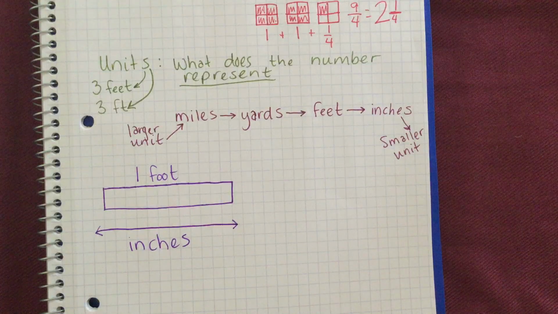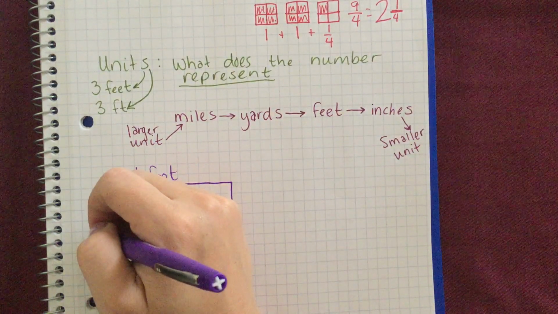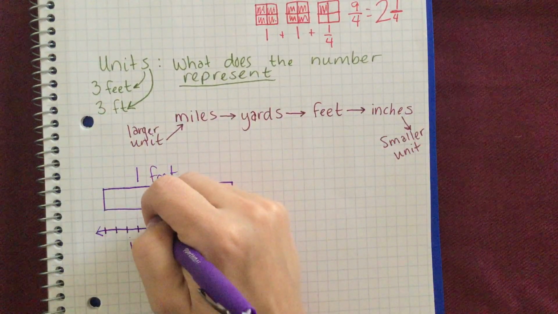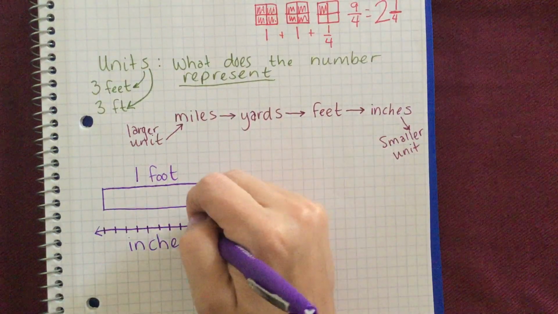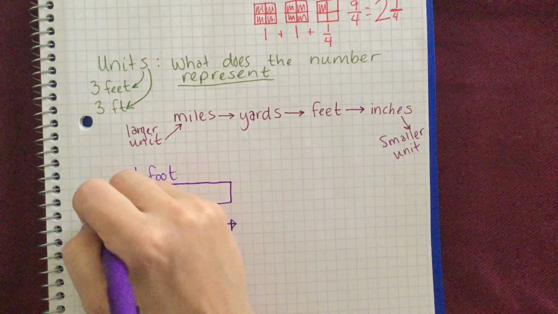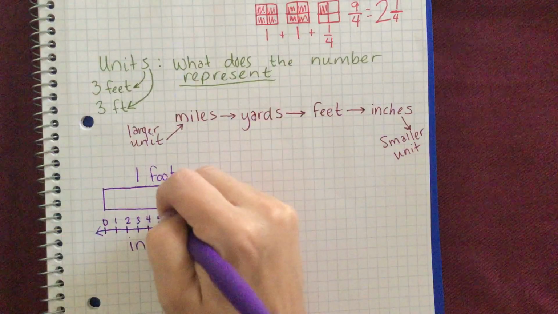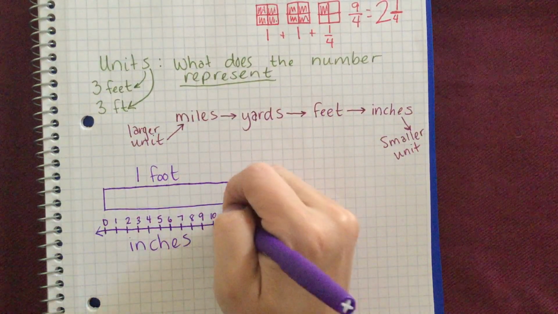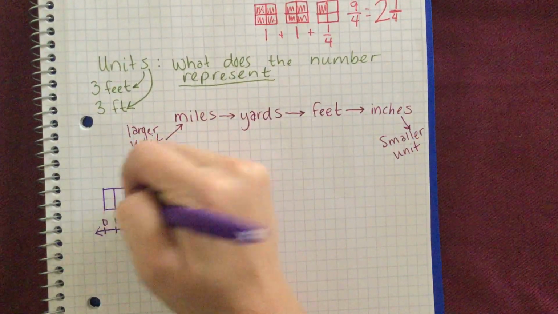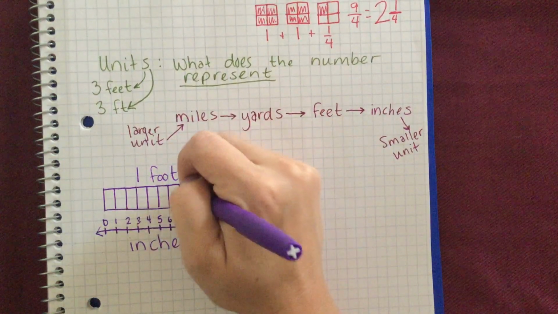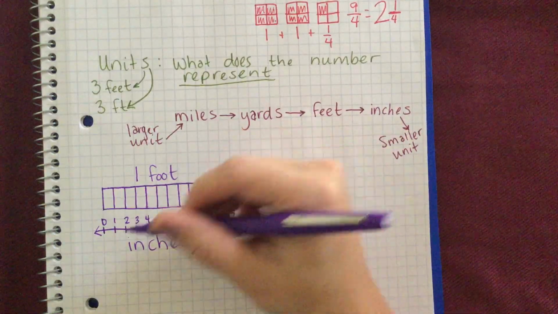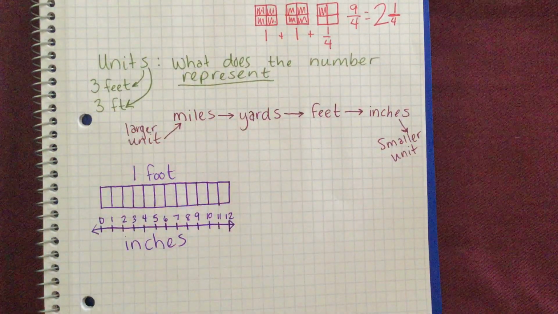And in 1 foot is how many inches? It's 12. So this would be 0 inches, 1 inch, 2 inches, 3 inches, 4 inches, 5, 6 inches, 7 inches, 8 inches, 9 inches, 10 inches, 11 inches, and then we end at 12 inches. So I'm going to label those. 0, 1, 2, 3, 4, 5, 6, 7, 8, 9, 10, 11, 12. I was able to break that apart because I looked at the foot like this. 1, 2, 3, 4, 5, 6, 7, 8, 9, 10, 11, 12. So I was able to use this tape diagram to demonstrate that 1 foot is equal to 12 inches. Of course, this is not to scale, this is just a diagram.